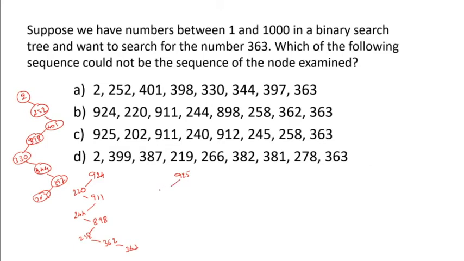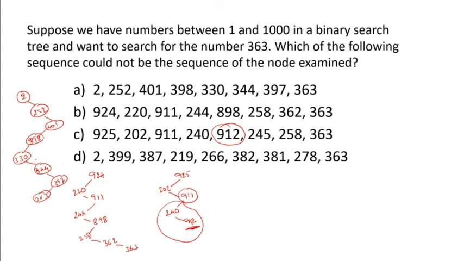Next 925. To its left you will be having 202. To its right you have 911. Next to its left you have 240. Next you have 912. See, look here, 911. In 911's left subtree, you should have all values which are less than 911, right? But you are getting 912 here. So this is the flaw.